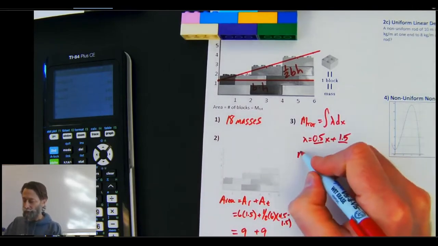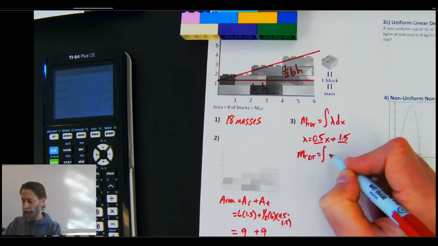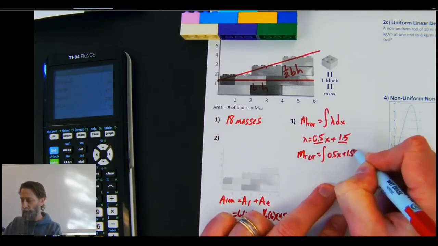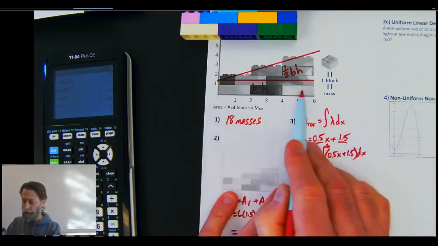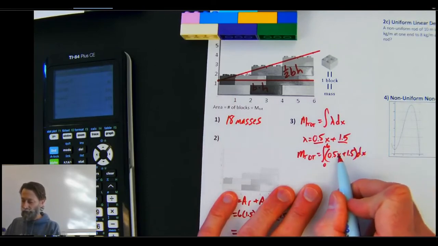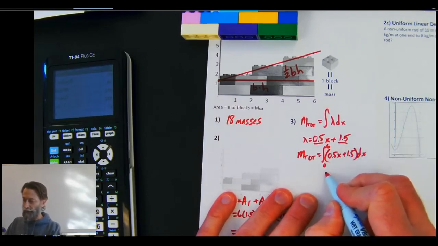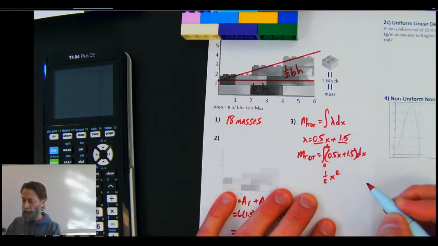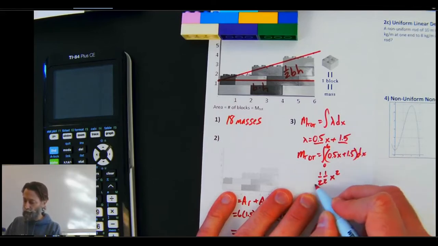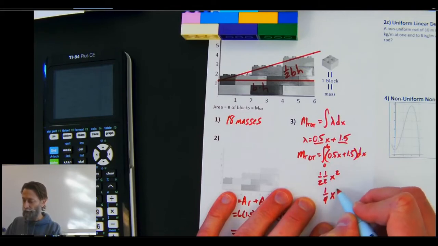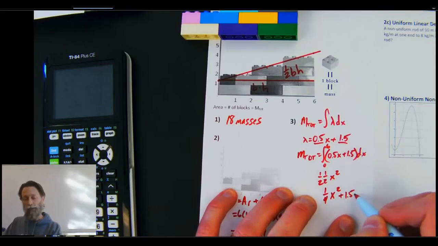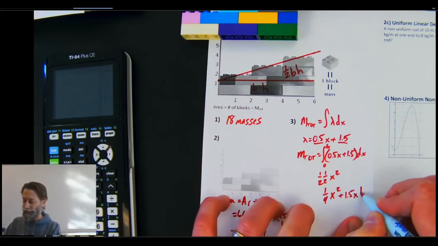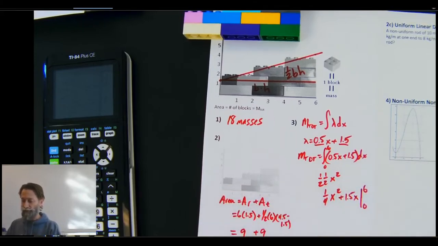So then if I punch that in, the total mass equals the integral of 0.5x plus 1.5 times dx. I'm going to take this integral from 0 to 6. And remember, I can integrate these individually. So I'm going to have a half of x squared, then divided by the 2. So this is really going to end up being 1/4 x squared. And then this is going to be 1.5 times x, and that's going to be from 0 to 6. And we're going to calculate what those values are.